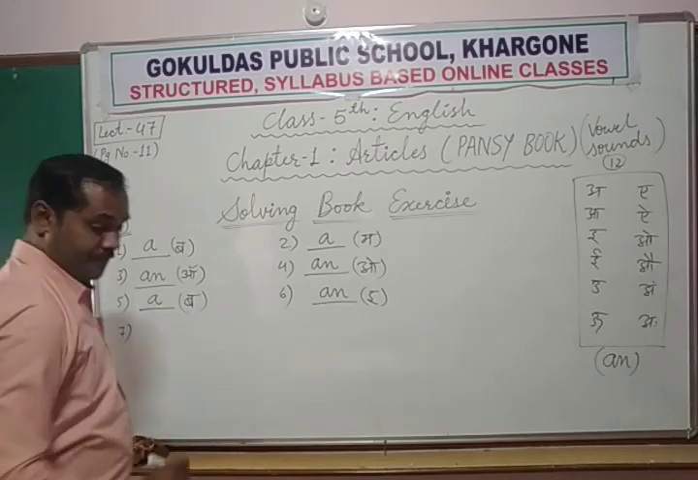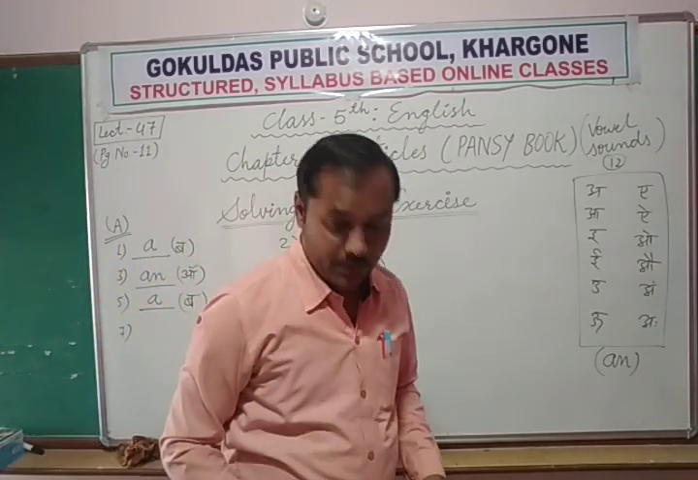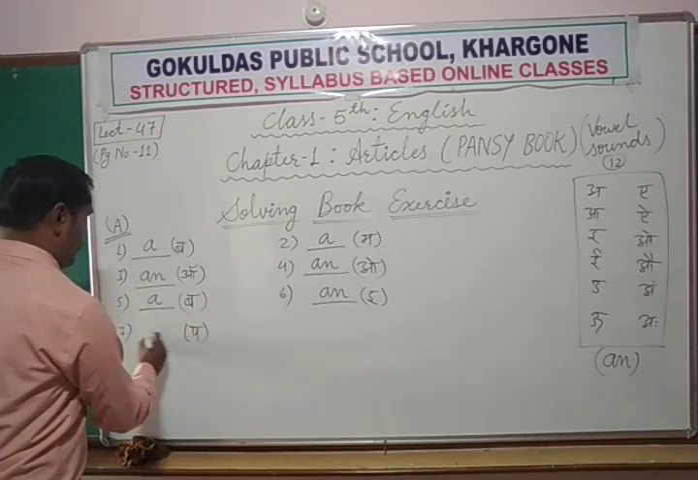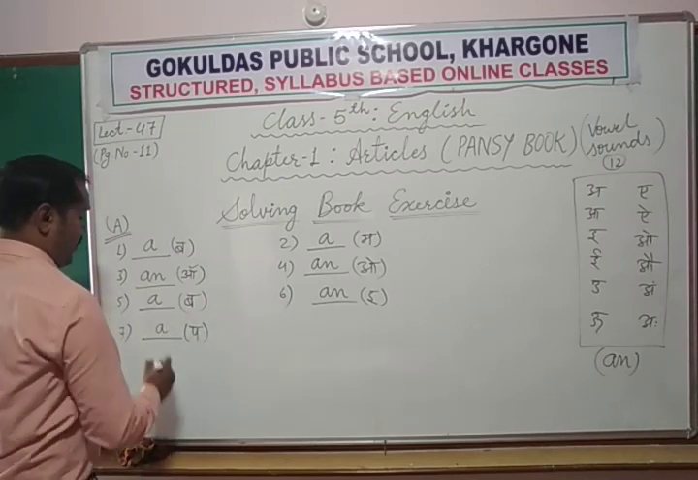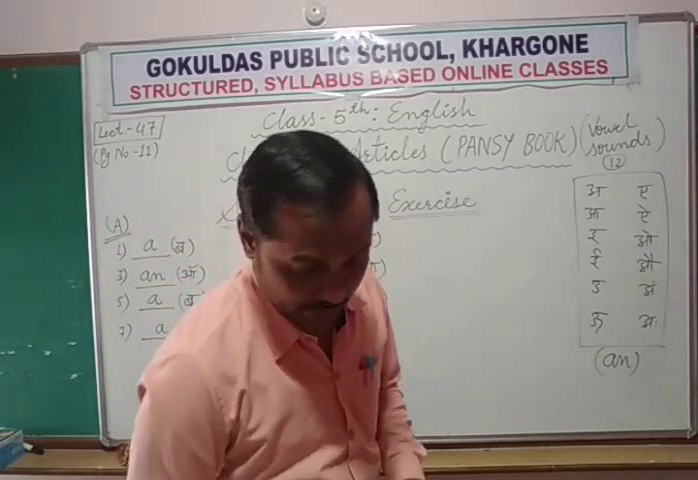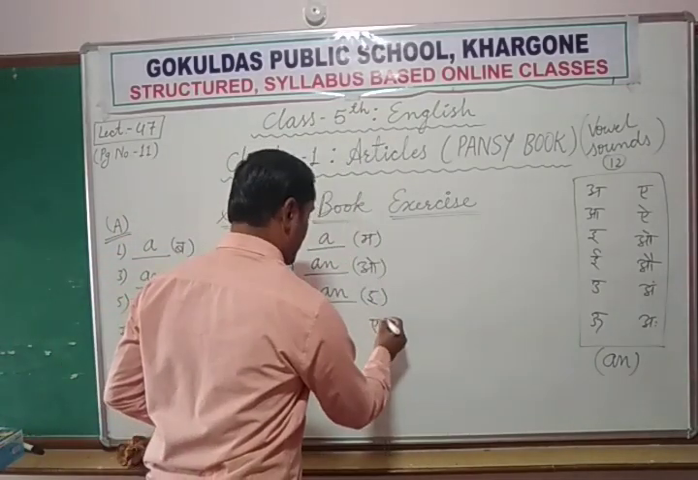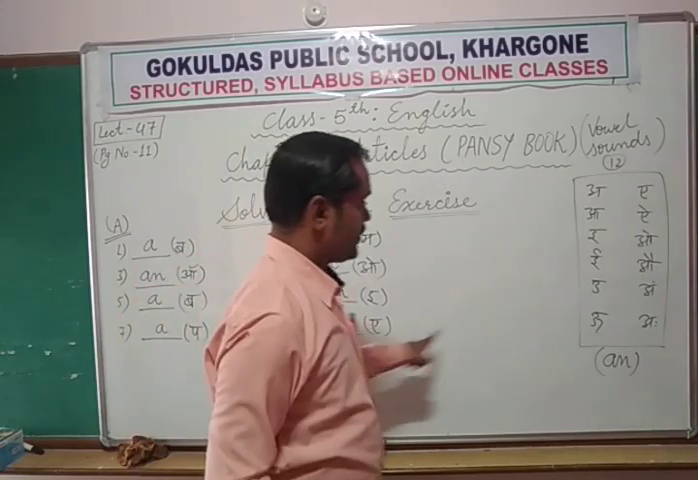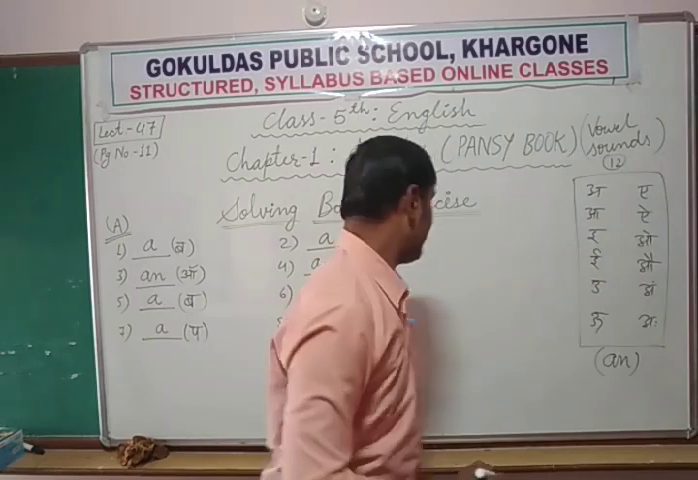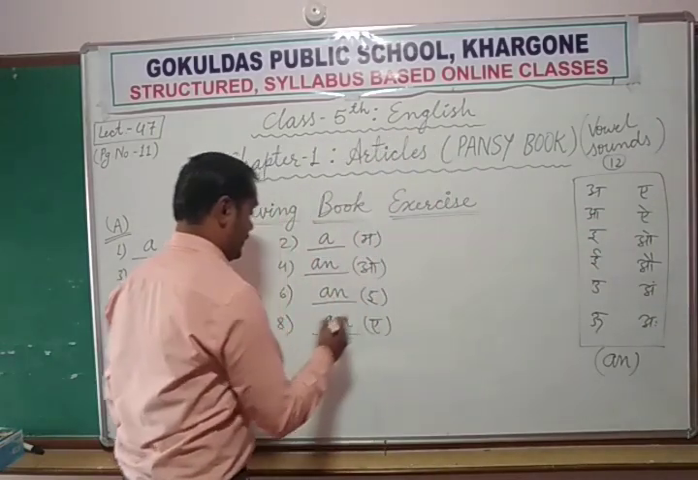Then seven is pencil. Pen, pencil begins with P. A pencil. Then elephant. Elephant starts or begins with the sound A. Elephant. So, an elephant.